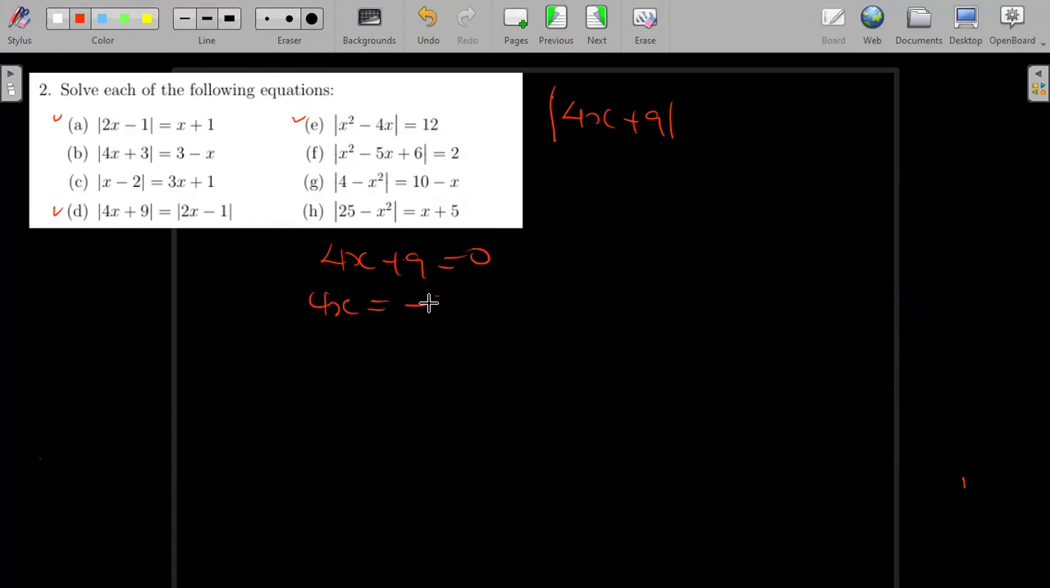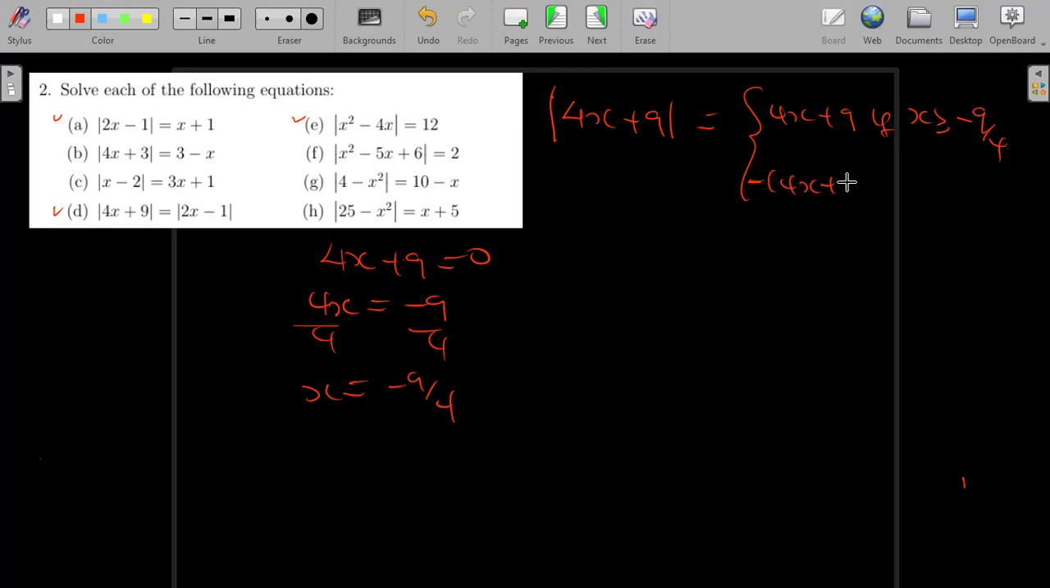4x equal to negative 9, divided by 4 on both sides. You have x equal to negative 9 over 4. So when you redefine, you're going to have that this will be 4x plus 9 if x is greater than or equal to negative 9 over 4. And it's going to be negative 4x plus 9 if x is less than negative 9 over 4. So that's what you get for this one.